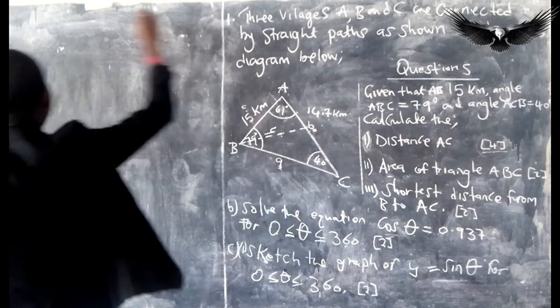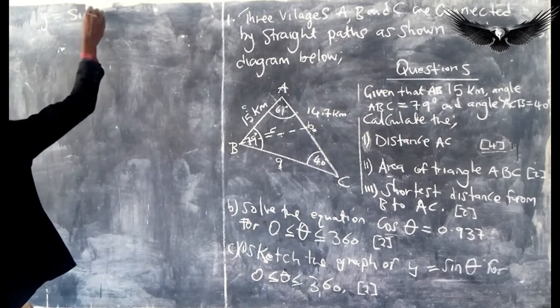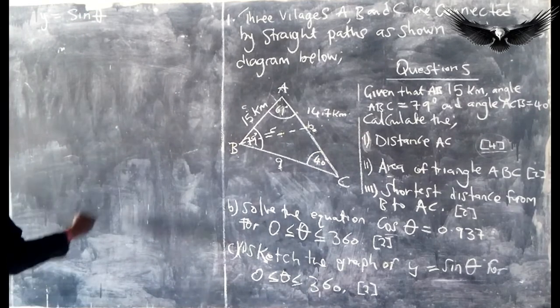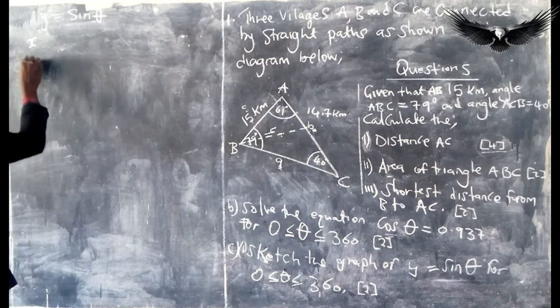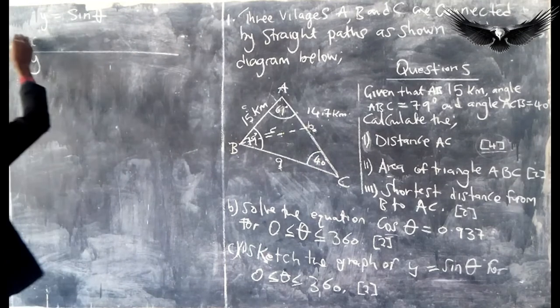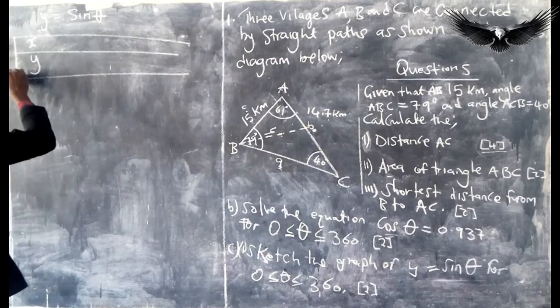So the first one is let's do a sketch of y is equals to sine theta. So they've given us from 0 to 360. So what you do is simply do this. You're going to make your x and your y coordinates like that. Then what you're going to do here, you are going to make your coordinates like that. That is the first thing.